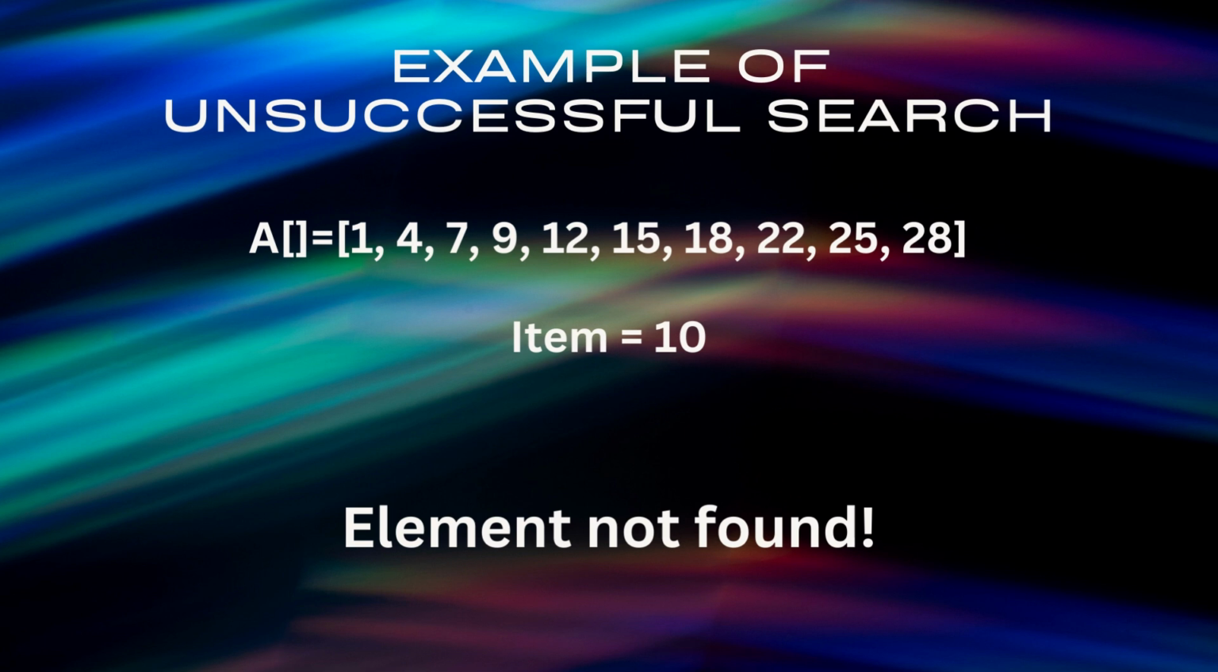The algorithm will now compare the element at index 3, which is 9. But since 9 is less than 10, it will jump another 3 steps ahead. The algorithm will now compare the element at index 6, which is 18. Since 18 is greater than 10, it will perform a linear search between indices 3 and 6. The algorithm will traverse the elements one by one between indices 3 and 6, which are 9, 12, and 15. But none of these elements match the target element 10.